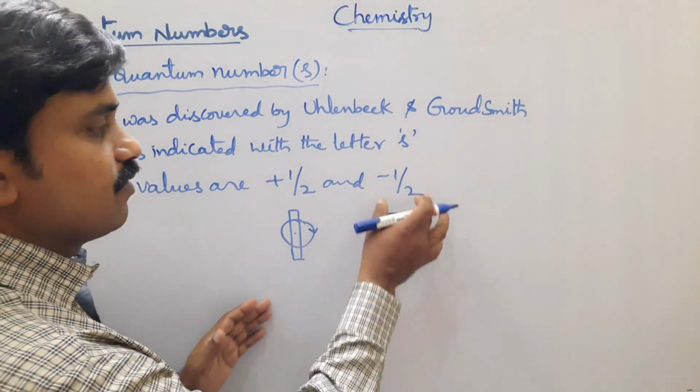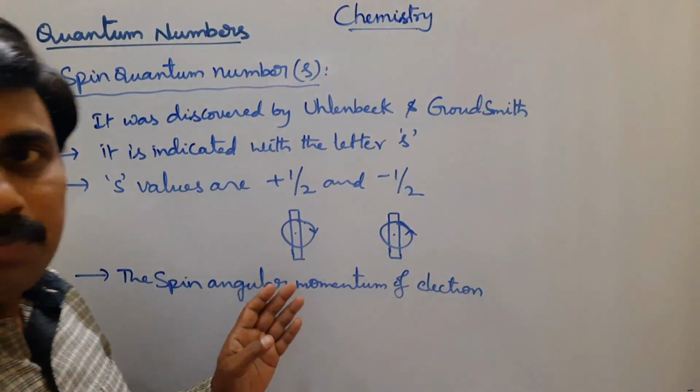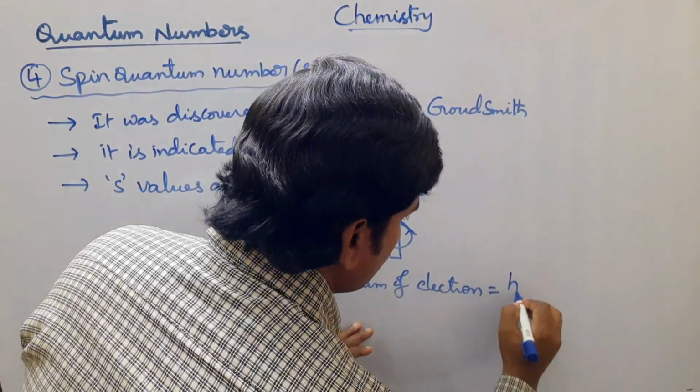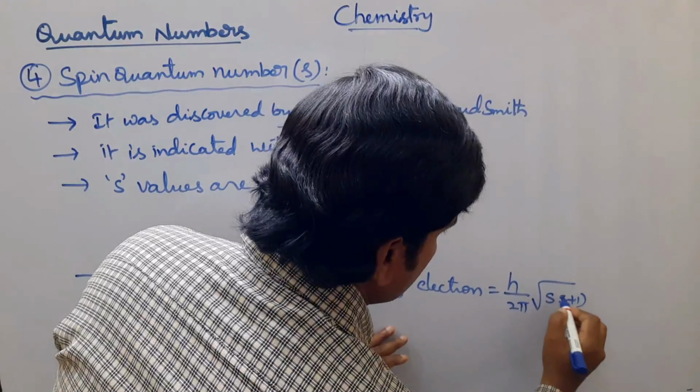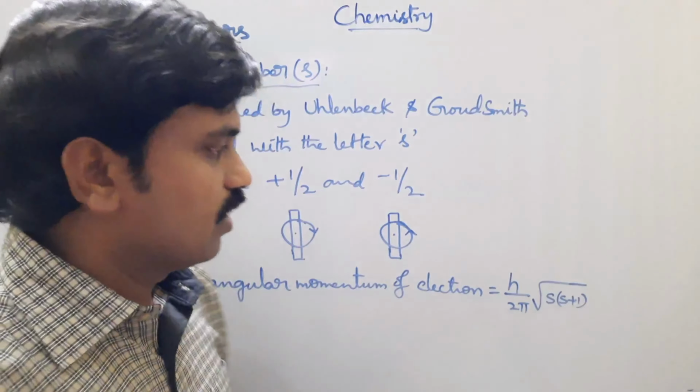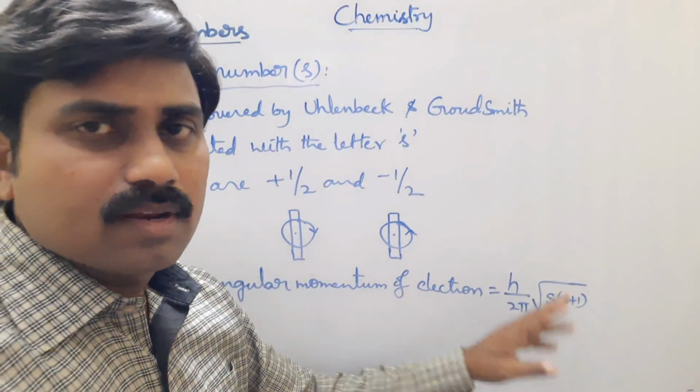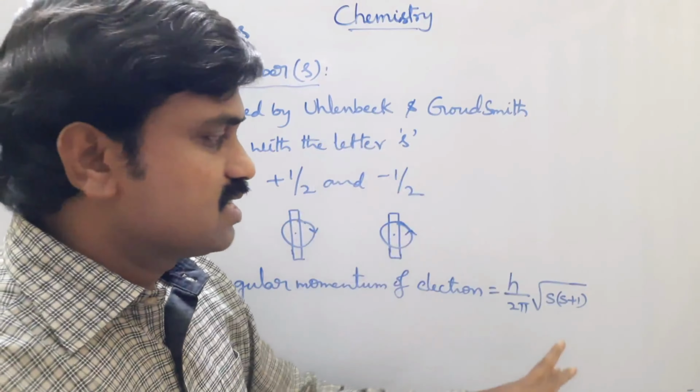The spin angular momentum of an electron is equal to h by 2 pi into square root of s into s plus 1. Here s we know already. For s orbital, quantum number L value is 0. By using this formula, we can calculate spin angular momentum of the electron. By using all the four quantum numbers, we can write the values of the different orbitals.